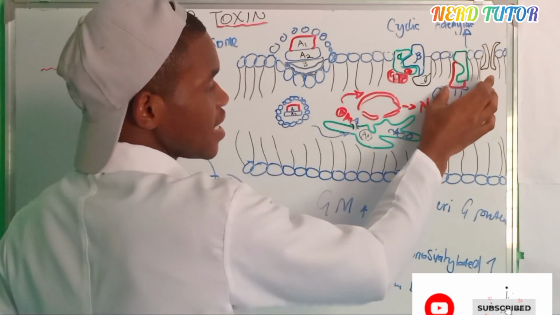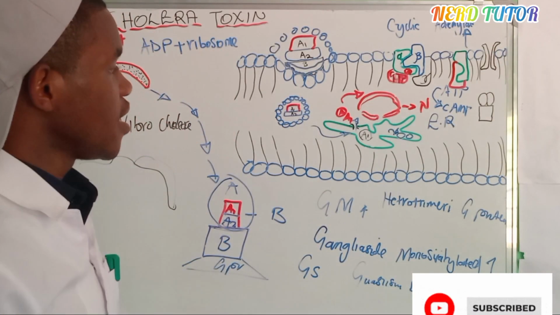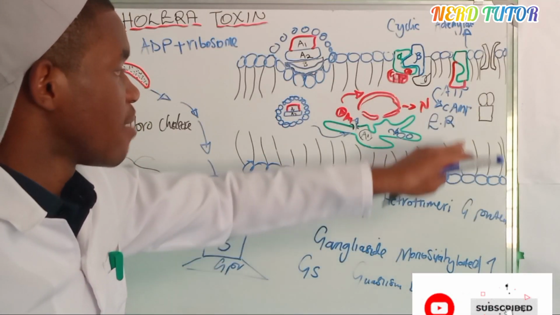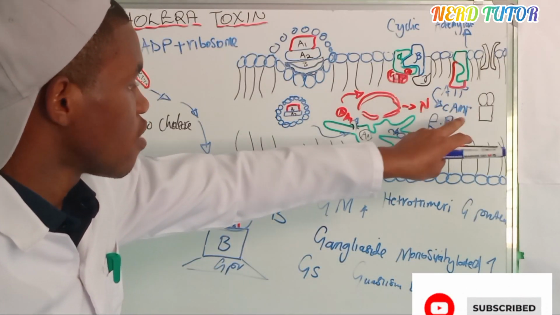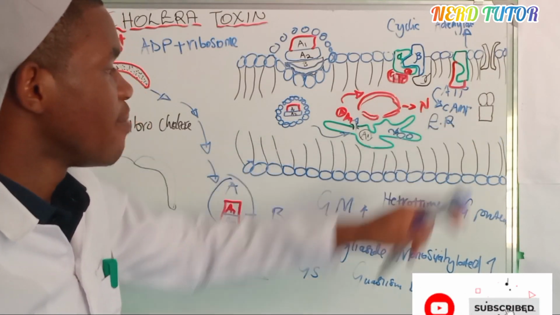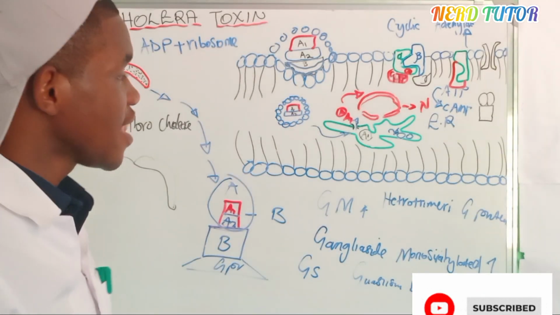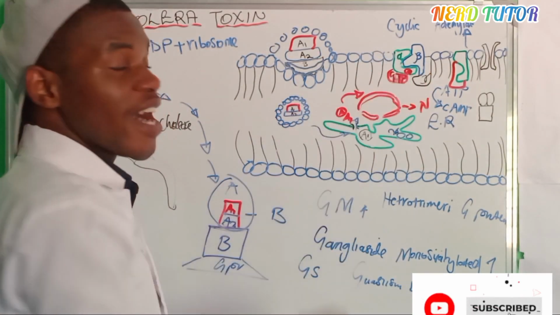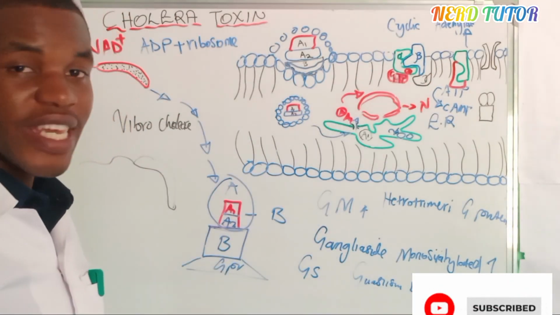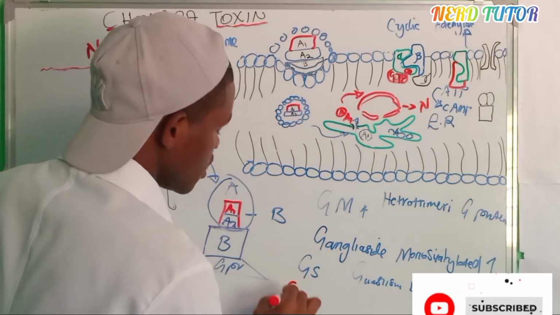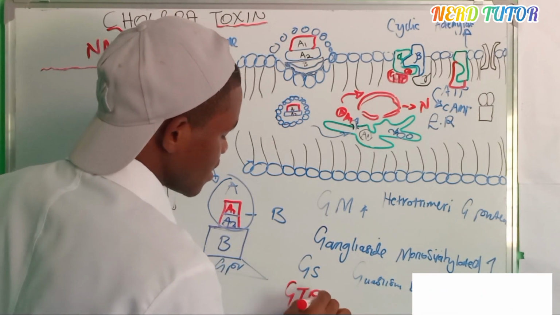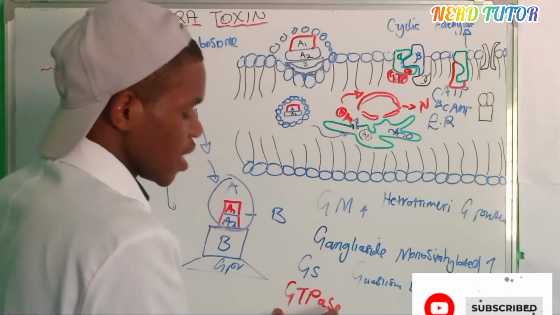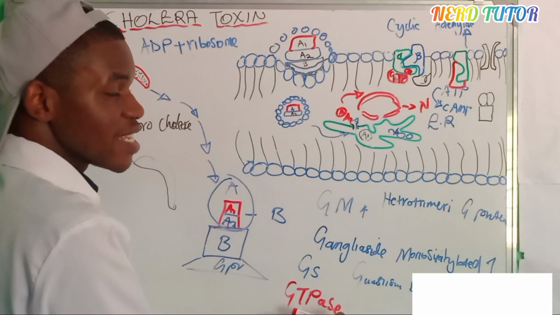It will come and bind here, and the same process will be happening, but the ATP will be converted to the cyclic AMP in moderation. And then this alpha part has got what we call GTPase activity. Pase because it's an enzyme. So this is GTPase activity.